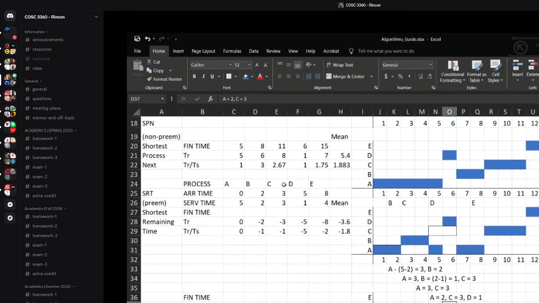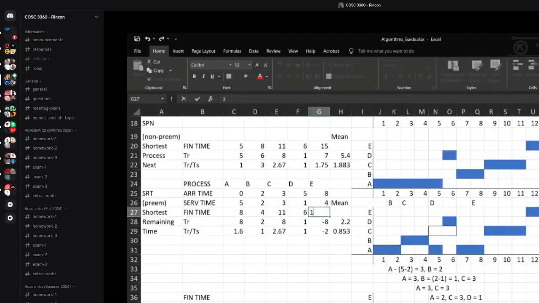Okay, so just to finish things off, the finish time for A is at 8, right? Because that's the very last time that it gets done. And then B finishes at time 4, C finishes at time 11, D finishes at time 6, and then E finishes at time 15.